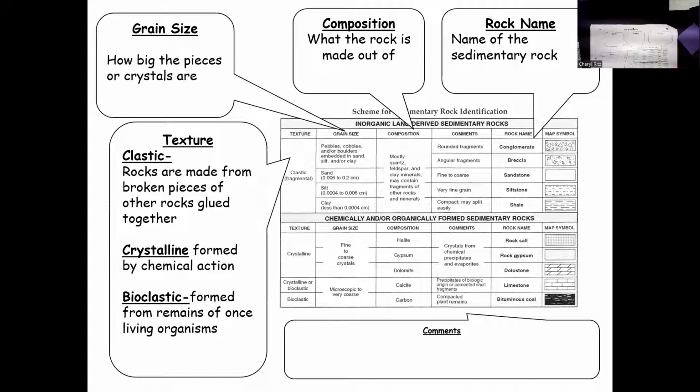You may notice I did not put a bubble for the map symbol. And for now, until about January, we're never going to worry about the map symbol. It doesn't show up in this chapter at all. The one thing I do want to say about it is this map symbol has nothing to do with the way the rock looks for the most part. For example, this one that has bricks, limestone, there is no rock out there that looks like a bunch of bricks.